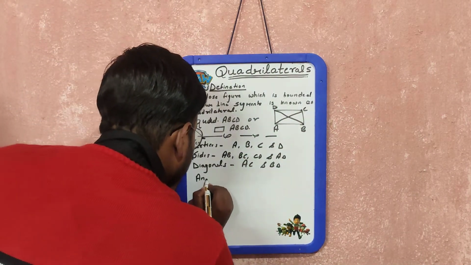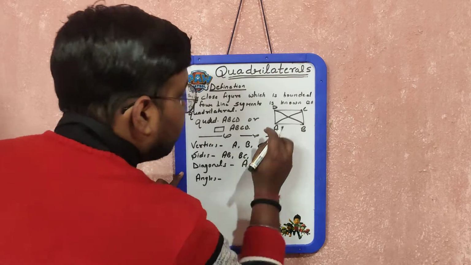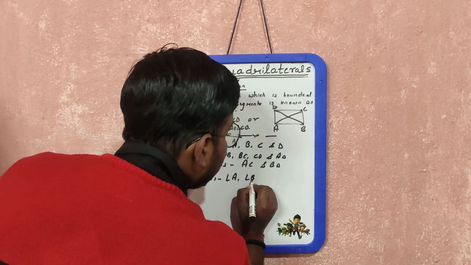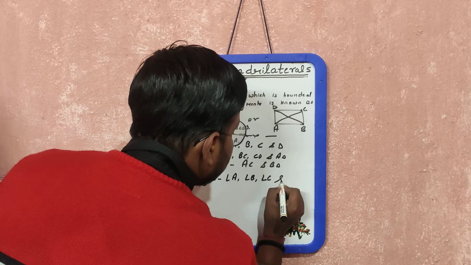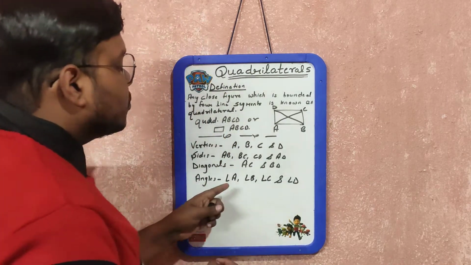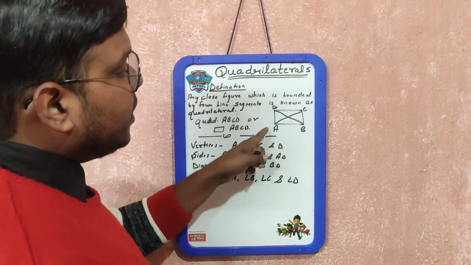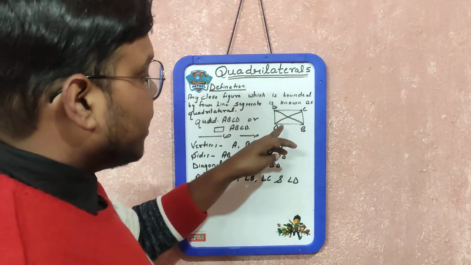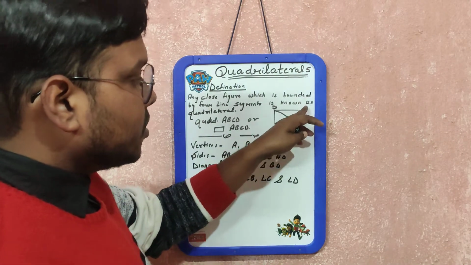Then angles. In a quadrilateral we get four angles: angle A, angle B, angle C and angle D. We can also name angle A as angle DAB. If we're talking about angle B, then we can also say angle ABC.